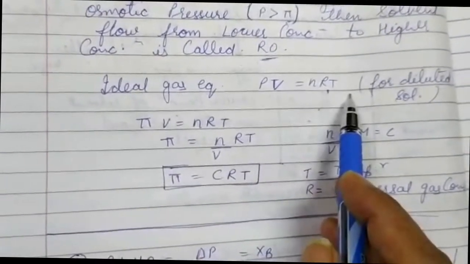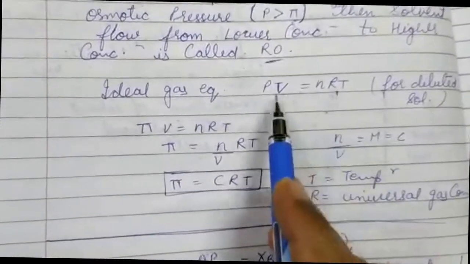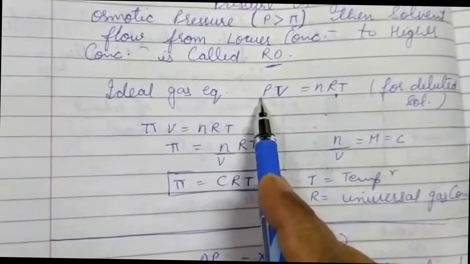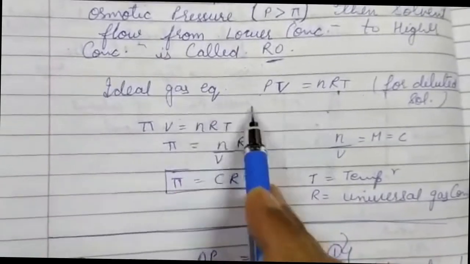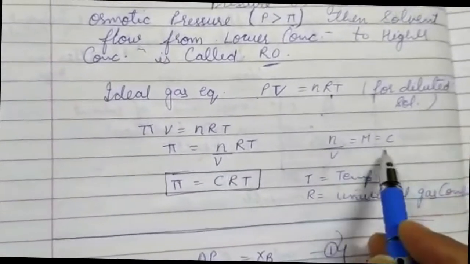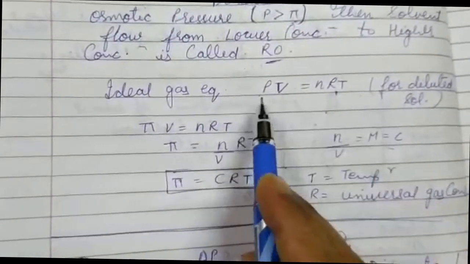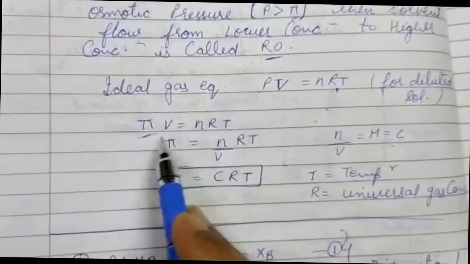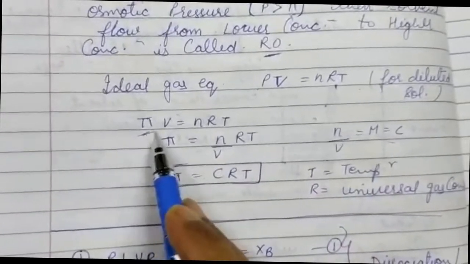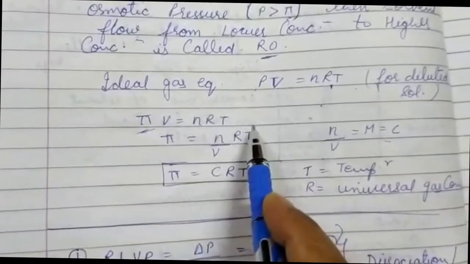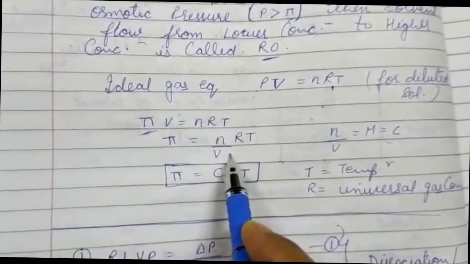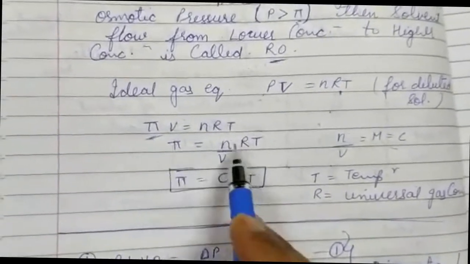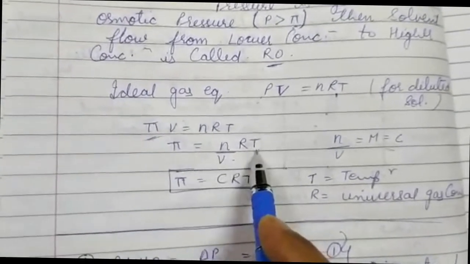Now, as you know the ideal gas equation, what is it? PV equals nRT. P is the pressure for the gas. But now we have a diluted solution, and for a diluted solution we can take the pressure as the osmotic pressure. So instead of P we write the osmotic pressure: pi V equals nRT. V we take to the denominator side, so pi equals n by V times RT.